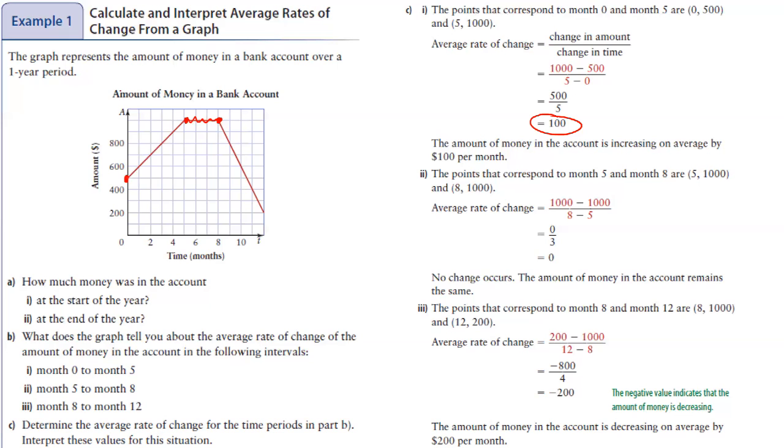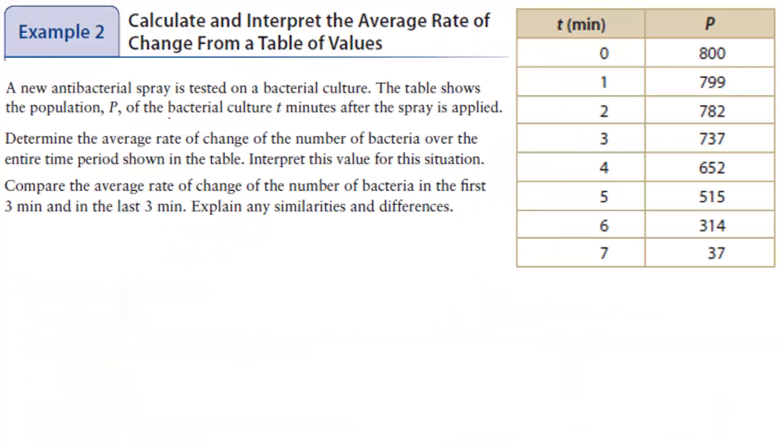So basically this question shows us how to calculate the average rate of change from a graph of a function, right? Next, let's have a look at an example of how we can calculate and interpret the average rate of change from a table of values from a function.